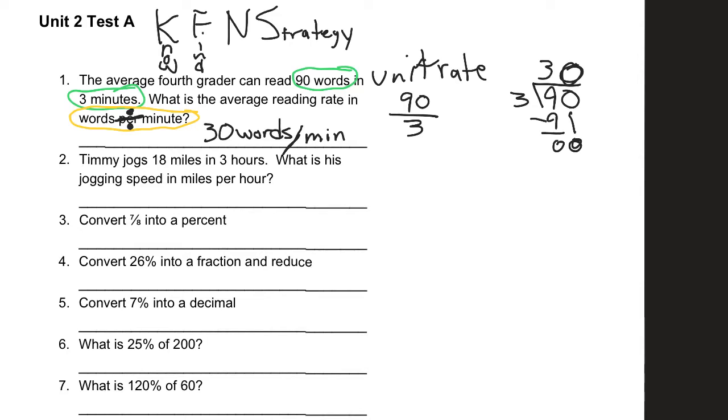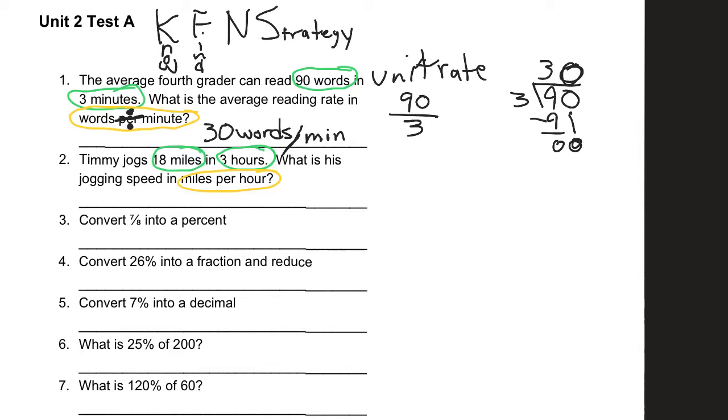Next, we're going to move to number 2. I'll leave this one up, so we'll keep going. Timmy jogs 18 miles in 3 hours. What is his jogging speed in miles per hour? So let me circle in green right now. What do I know? I know we go 18 miles, and I know 3 hours. What are they asking me to find? Miles per hour. What is my strategy?